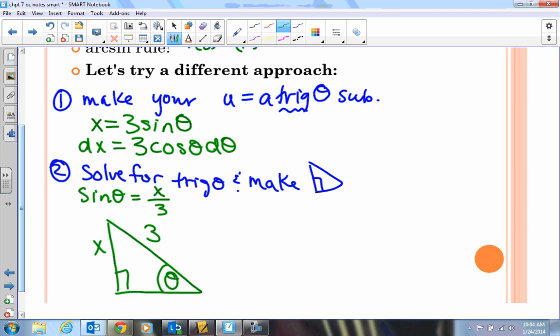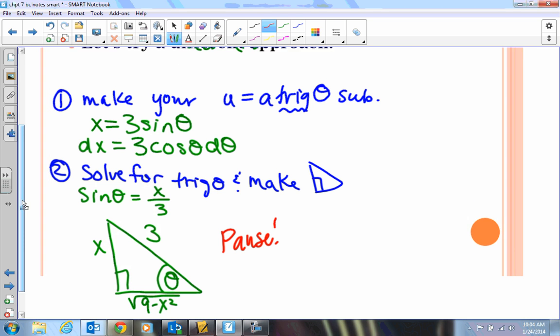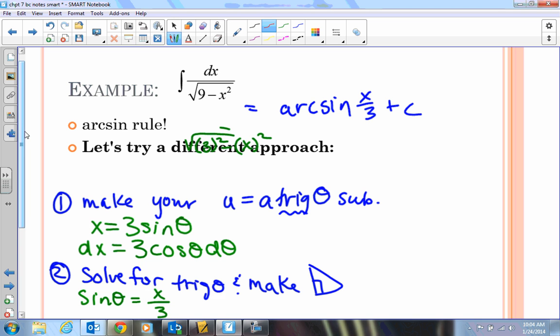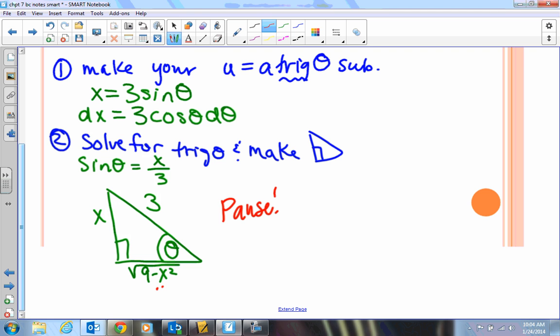Okay. What did you get for this side? Radical 9 minus x squared. Right here, we're going to pause for a second. You're going to do a little self-check. Did this radical match? If it matched, you're happy to move on. If it didn't match, you're not on the right track. Back up and redo some things, okay? But that's a little pausing statement.